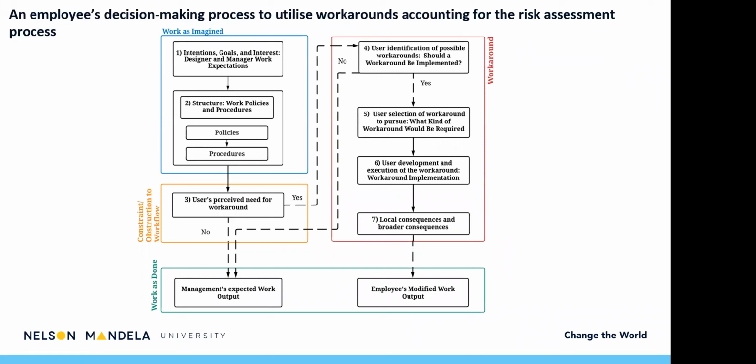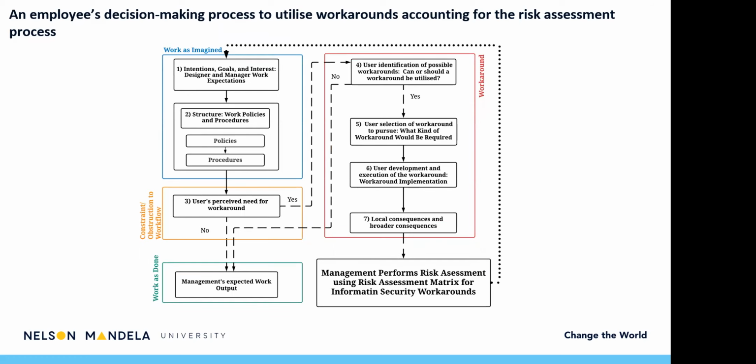An employee's decision-making process to utilize workarounds, accounting for the risk assessment process. The employee's decision-making process returns here. However, using what has been presented earlier, workarounds need to be captured, and to show where the workarounds are captured and how the information is used, a modified version of this figure is created. In this new version, workarounds are captured at the 7th step in the place of the employee's modified work output, and they have their risk assessment applied to them.